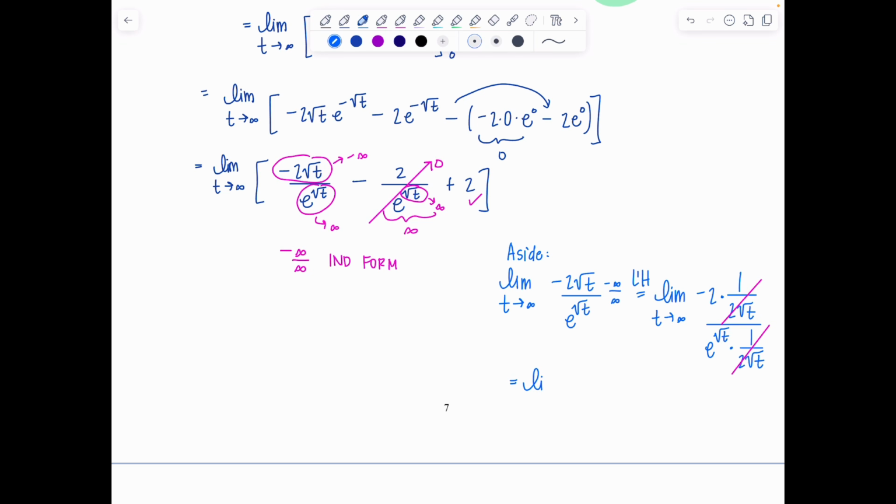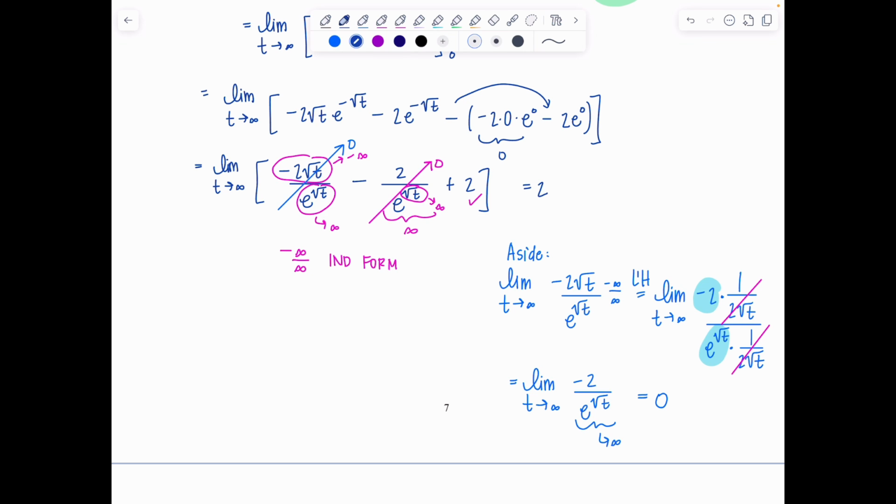We just got the limit, t goes to infinity. Can you see what didn't cancel? Good. Negative 2 over e to the rad t. So then the denominator is going to infinity. We have a constant now in the numerator, so this goes to 0. So then I could say, okay, this term here goes to 0, so all I'm left with is 2.